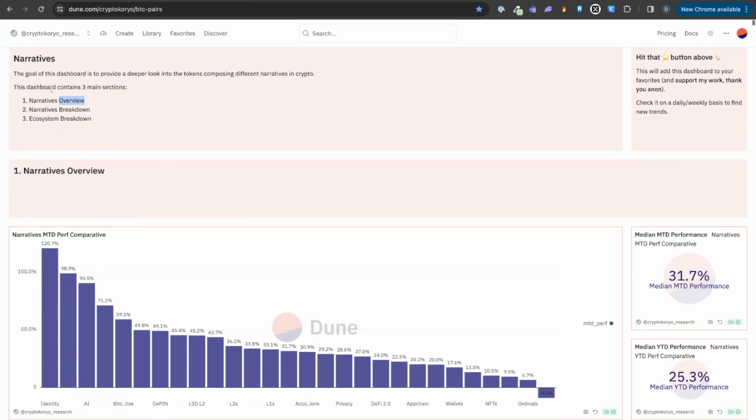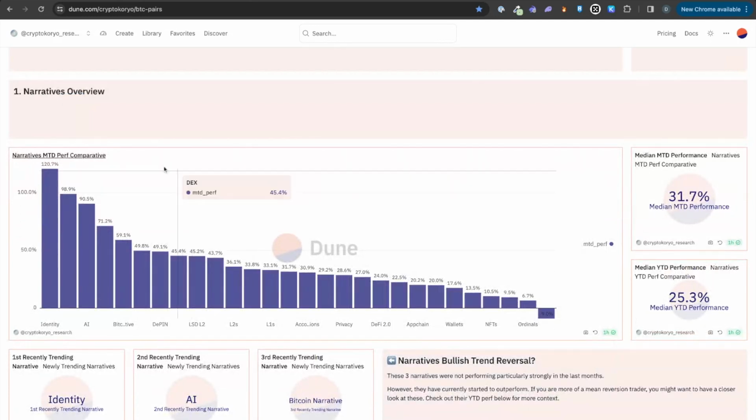So I would say this first chart is probably the most important chart on this dashboard, in the sense that it has information that is really useful for trading. And I personally use this one a lot. So what is this showing? This is showing the performance of each of these narratives from the start of the month to date. Today is the last day of February, and so we are seeing a full representation of the entire month of all narratives.